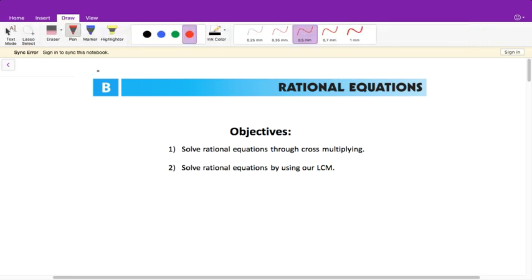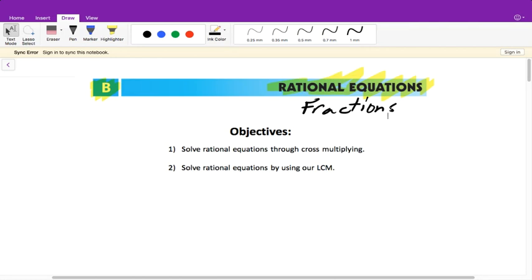All right, so now we're moving on to section B of our chapter 6, and this is going to be rational equations. What rational equations means is fractions. We're now going to be dealing with rational equations, or fractions where we have a variable in either our denominator or our numerator.